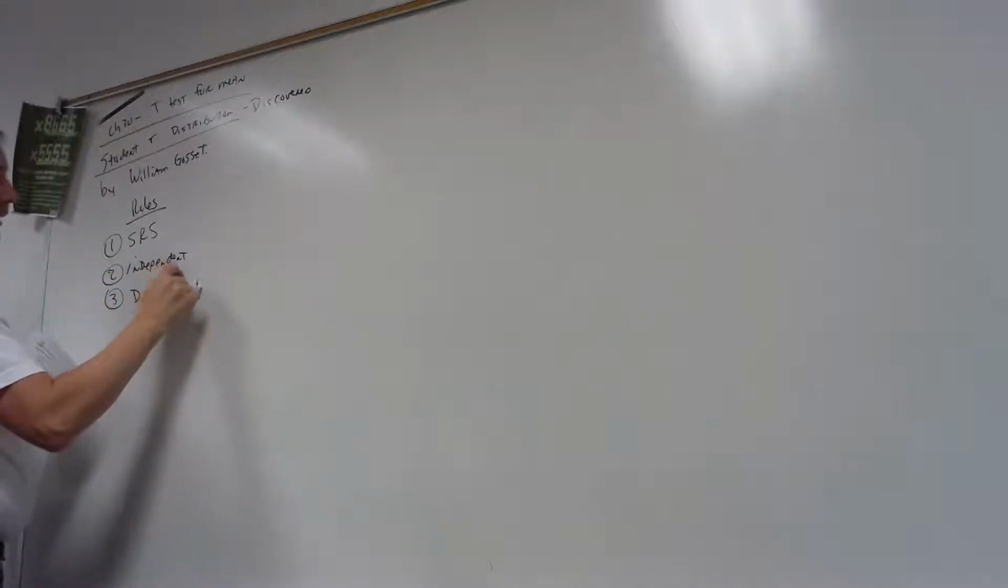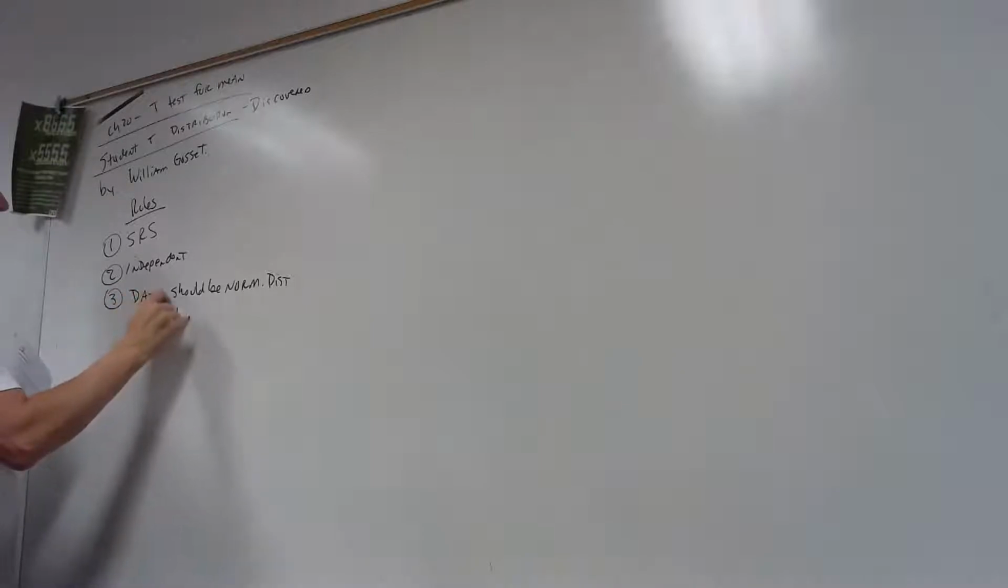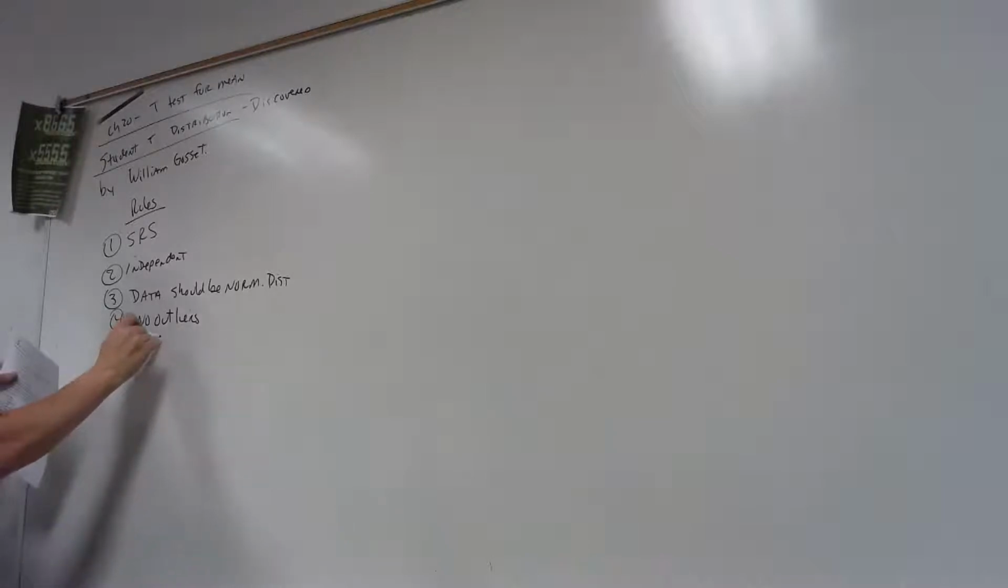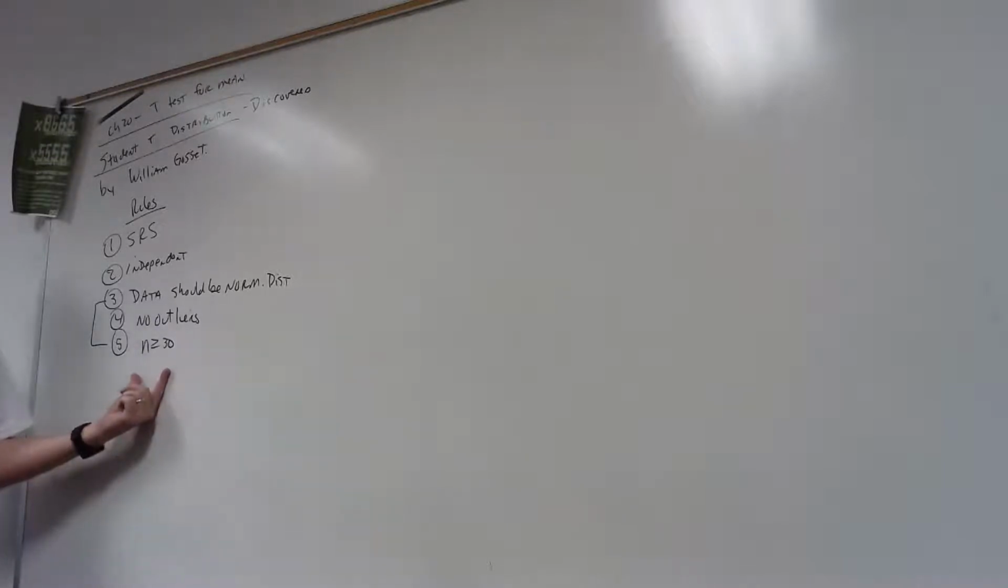let's talk about rules. Number one, your data must come from a simple random sample. Okay? Number two, your data should be independent. And number three, the data should be normally distributed, should have no outliers. Number 4 and number 5, your n should generally be greater than 30. Now, can you get away with smaller ones? Yes. Okay. In fact, these two are kind of related.